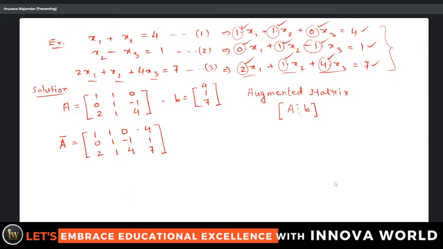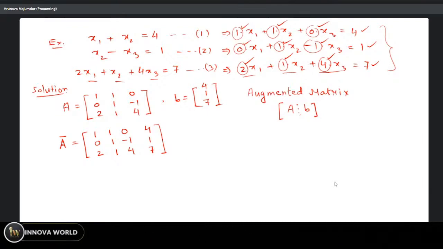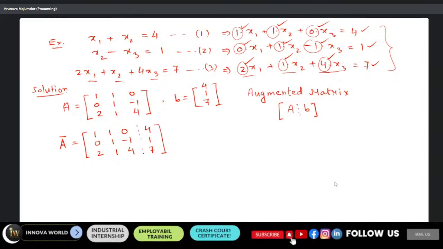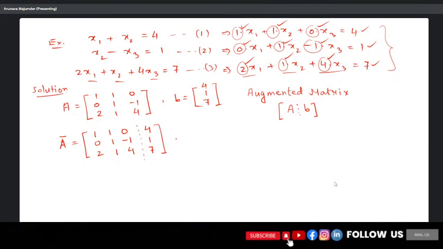Okay, I have given some gap between them just to understand, otherwise you can easily combine this matrix. Now we need to find out the rank of this matrix. So it is better to give a partition here. I've given a partition. Okay, so how to find out the rank?